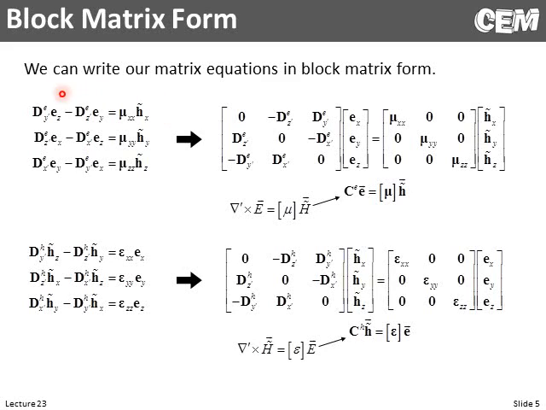Well, we can take this first group of 3 matrix equations and write those in block matrix form, and now this resembles the original curl equation. Remember, the curl of E equals mu times H. So we have a matrix version of the curl operator operating on E equals mu times H. And we take the second set of 3 matrix equations, we build another block matrix equation, and we see we have our second curl equation now in matrix form.